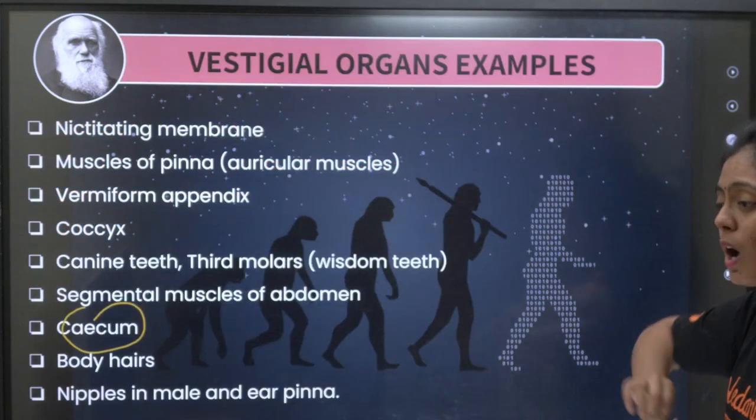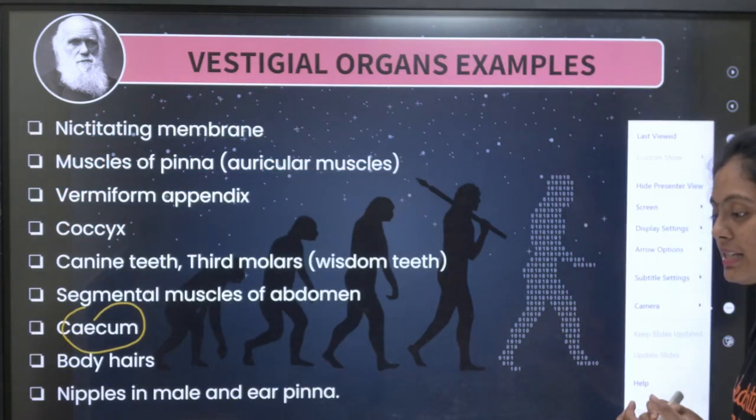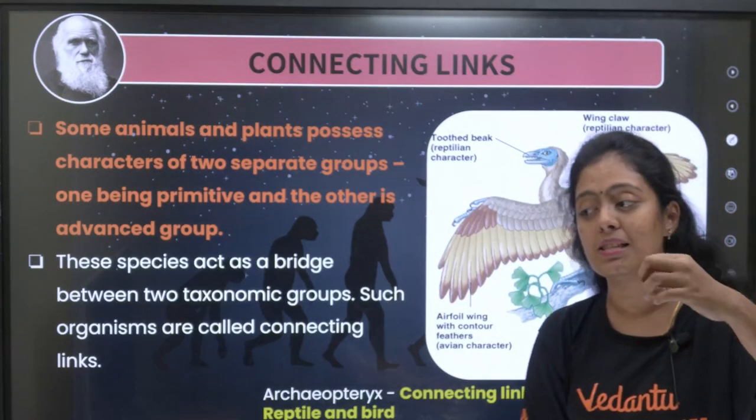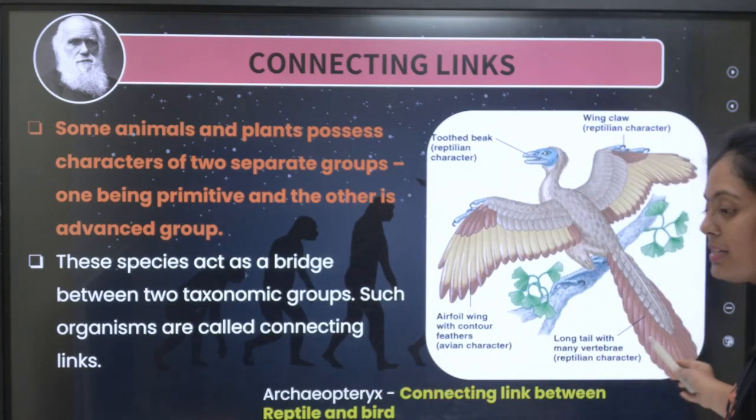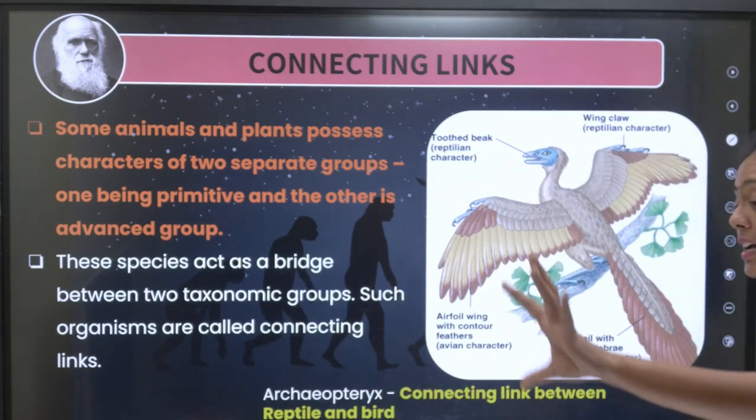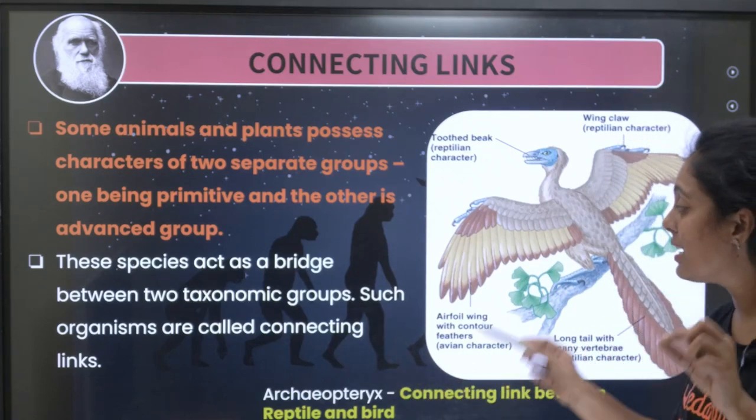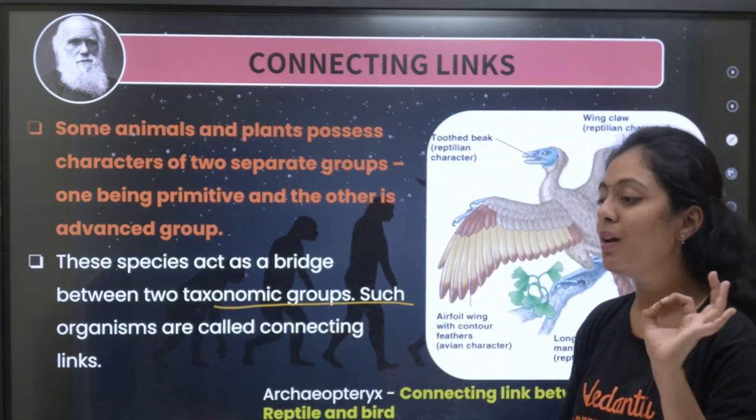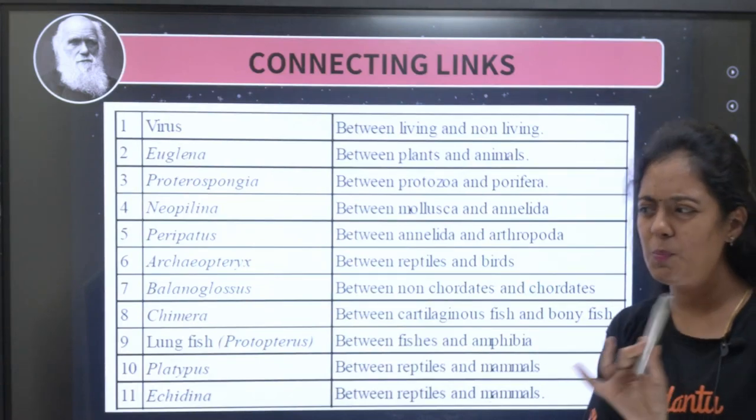Okay, so let's talk about connecting links in the coming class. Connecting links na enna, very simple, there are some animals and plants that possess the characters of two separate groups. So this is Archaeopteryx. Okay, it was a connecting link between reptiles and birds. These species act as a bridge between two taxonomic groups. Such organisms are called connecting links.